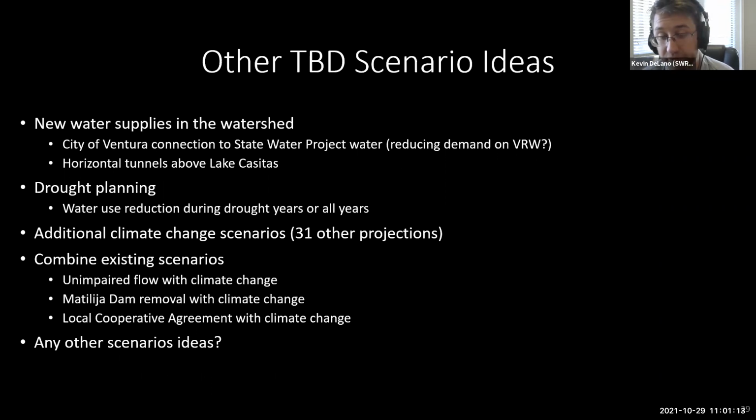Mesa Dam Removal and climate change in particular might be an interesting scenario to do together, because they both perhaps represent future conditions that are likely to occur in the watershed. It's kind of the new normal, so to speak. Another pair of existing scenarios that we could combine are a local cooperative agreement with the stressors of climate change stacked on top. So these are just other ideas to help seed the discussion.